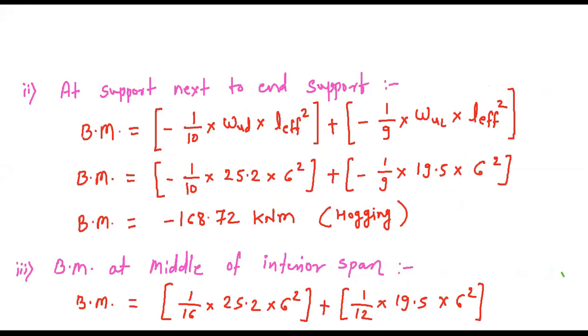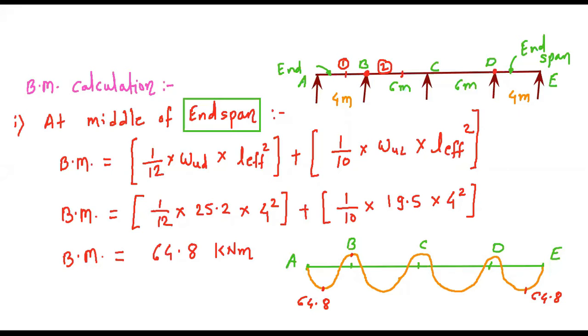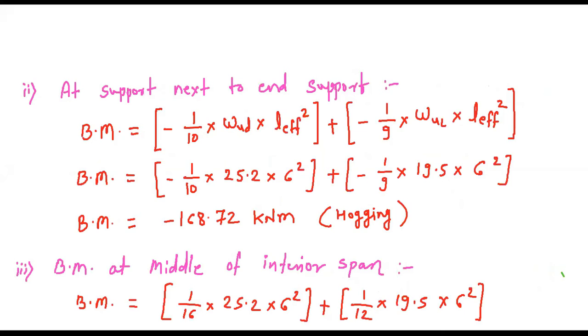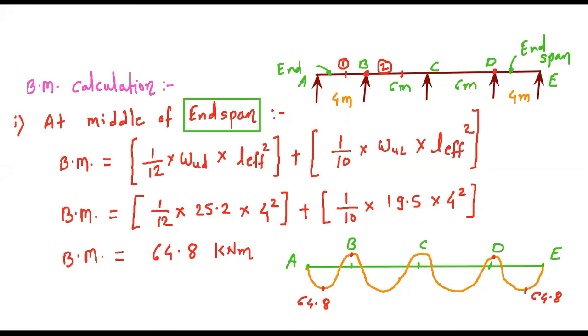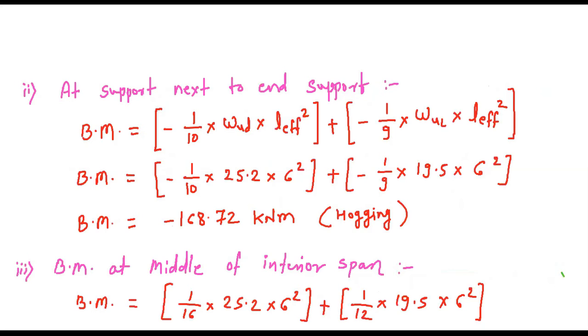So at the support next to end support, this is the point. And this is the point at the support next to end support. And what was the value? It is 168.72. Here also the same value, 168.72. Okay. The next, what we have calculated at the middle of interior span.